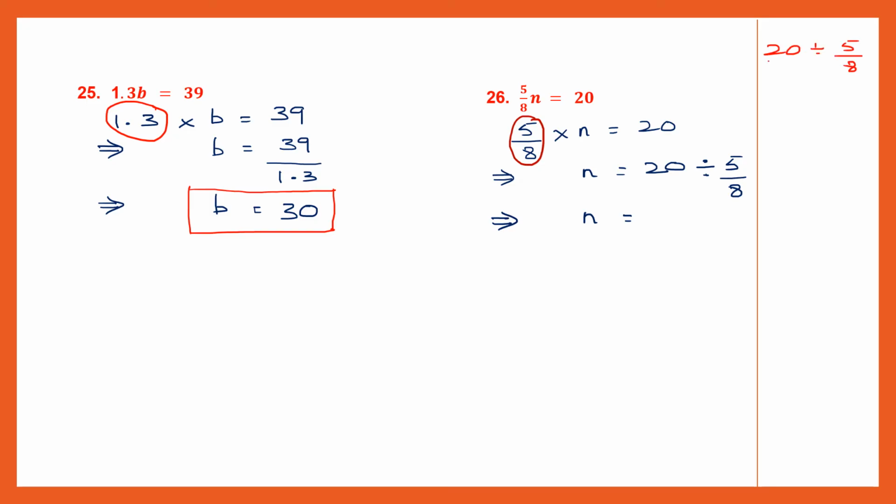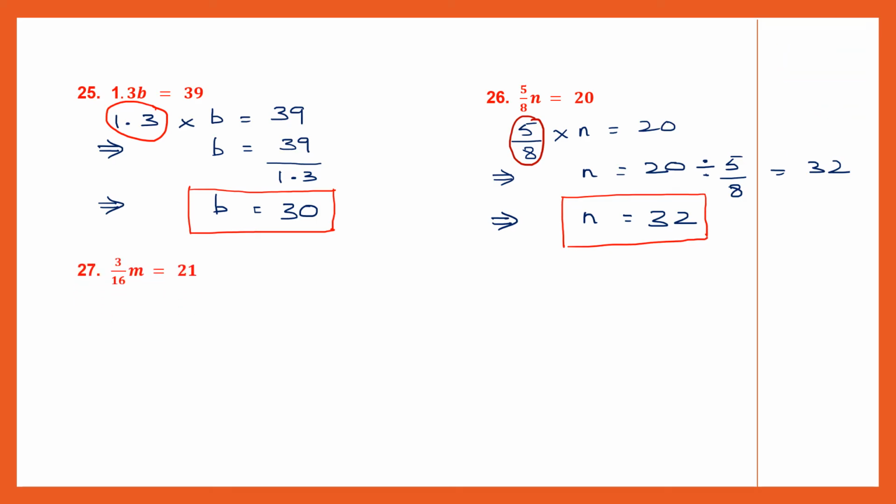So I'll make it 20 by 1. Now this has become division of fractions. And we know how to work out division of fractions. So 20 by 1 as it is. The division changes to multiplication. 5 by 8 becomes 8 by 5, the reciprocal. Now we can cancel. 5 fours are 20. So here we have 4 8s are 32. So now we have found the value of n to be 32. So this is our answer. The value of n is 32.